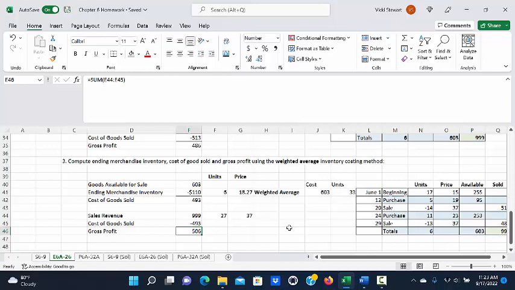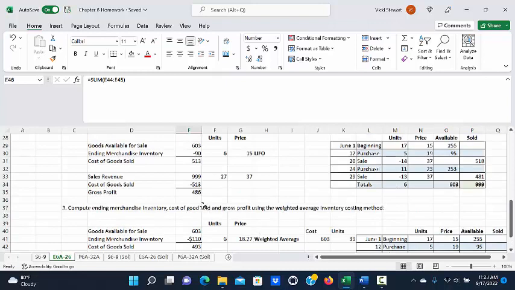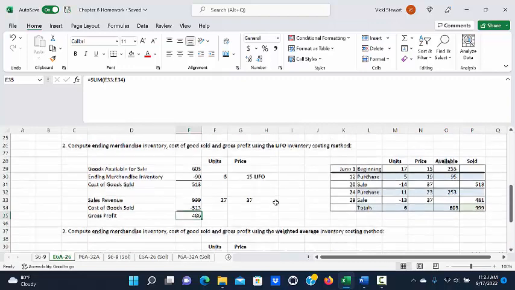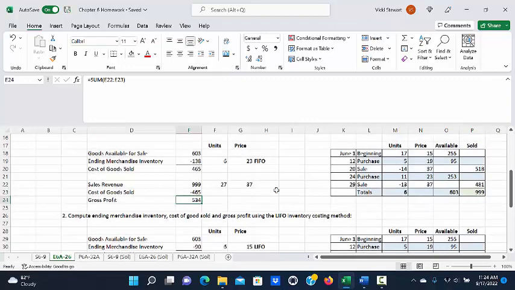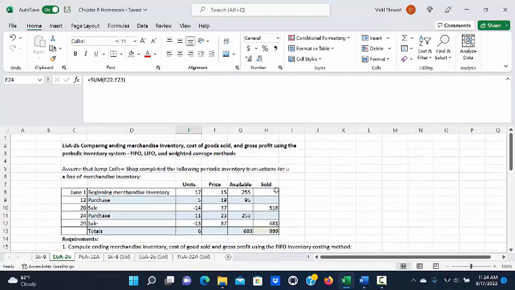And if you notice, your weighted average gross profit will always be between your LIFO gross profit and your FIFO gross profit. So it will be in between those two amounts. And that is the conclusion of the demonstration for exercise 6A26.